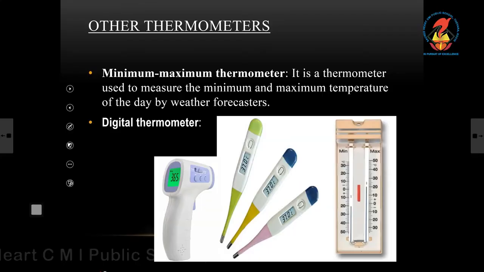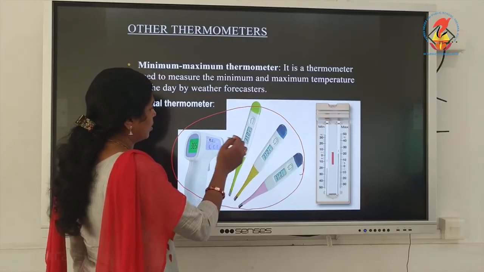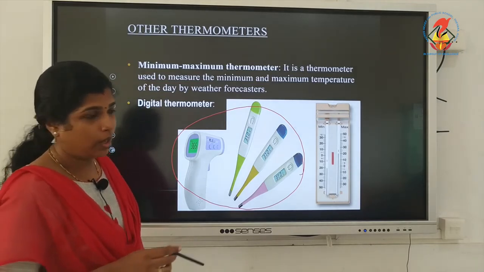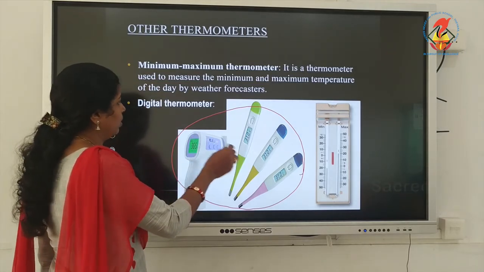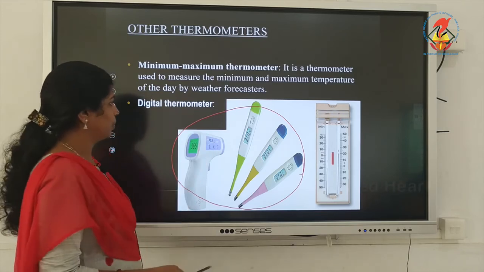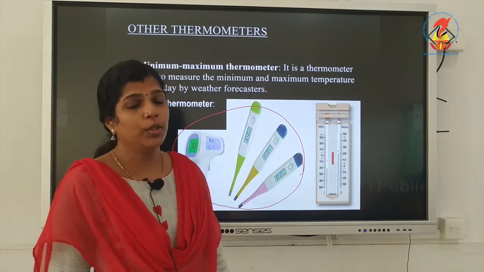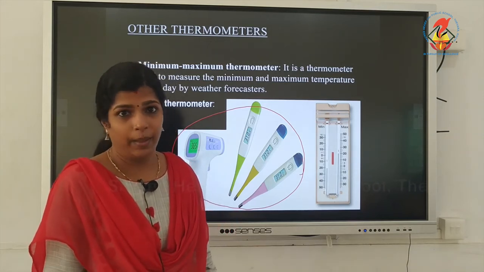These two are digital thermometers. This one doesn't use mercury. So, this one is a digital thermometer. This one is also an infrared thermometer. Nowadays we are using this one, not this one. So, laboratory thermometer means it's a thermometer used to measure the temperature of materials in lab.